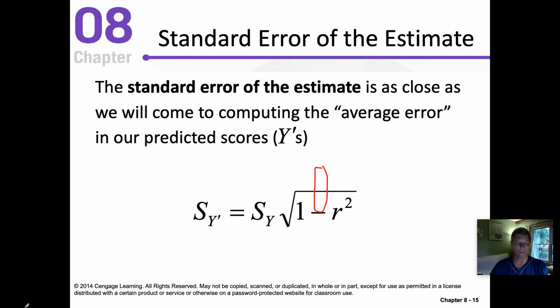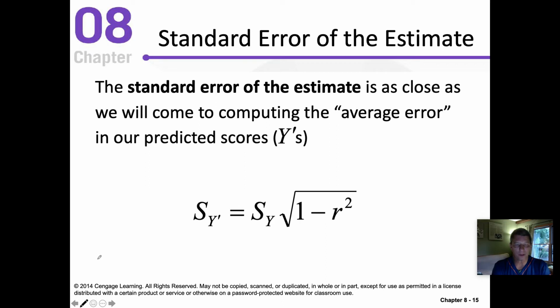What we're trying to do is figure out what the average error is in our values of y prime. That's what's known as the standard error of the estimate. The standard error of the estimate is as close as we will come to computing the average error in our predicted y's.